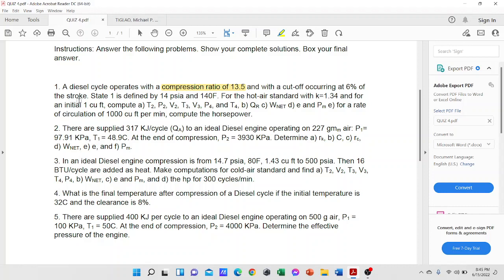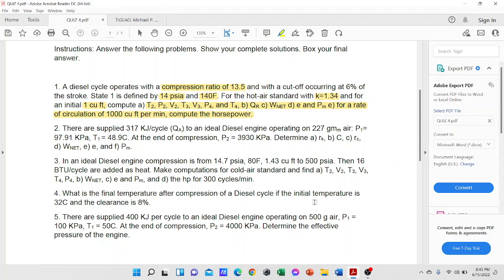Then, the state is defined by a pressure 1 of 14 psia, and a temperature of 140 degrees Fahrenheit. It is not yet absolute, therefore we add 460, which is equal to 600 Rankine. Then we are given k of 1.34, and our volume 1 of 1 cubic feet. Then, that is what the problem asks us to compute.